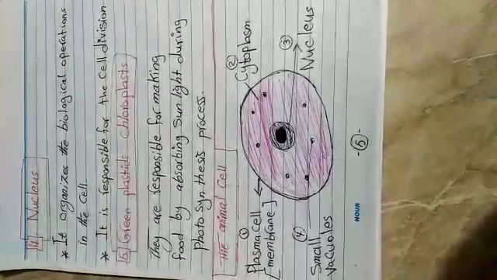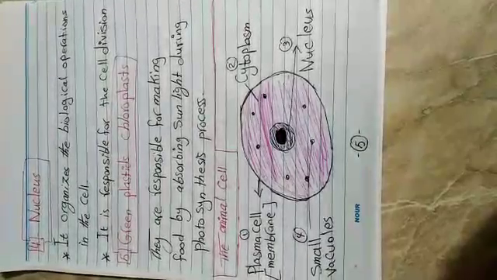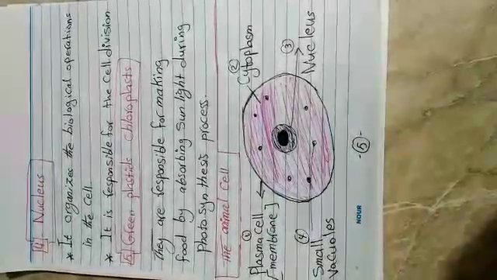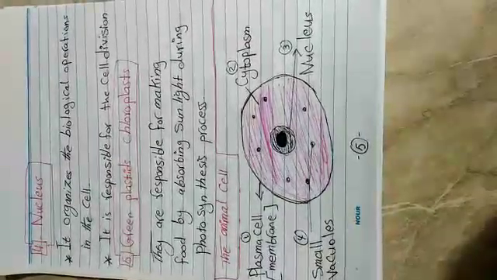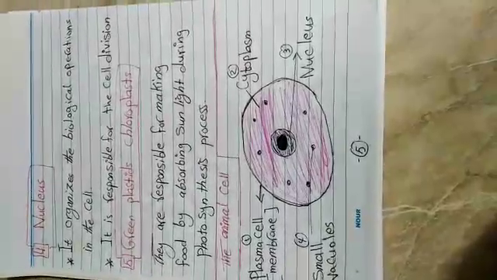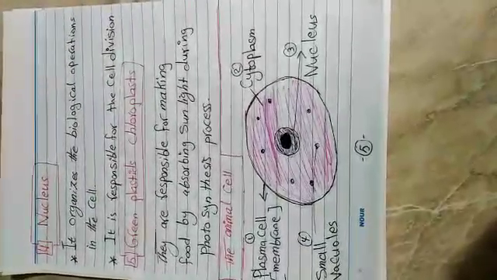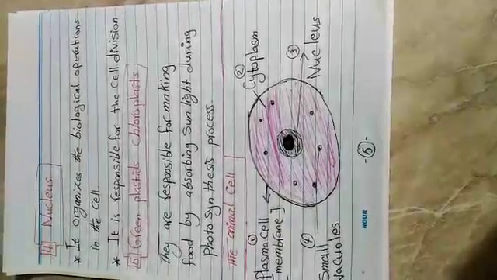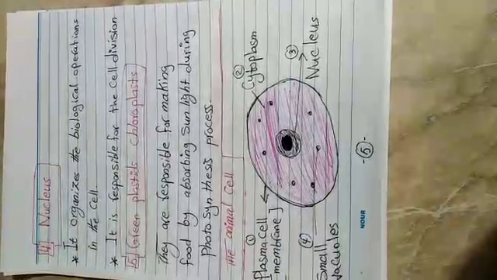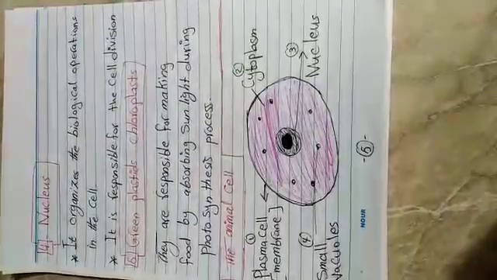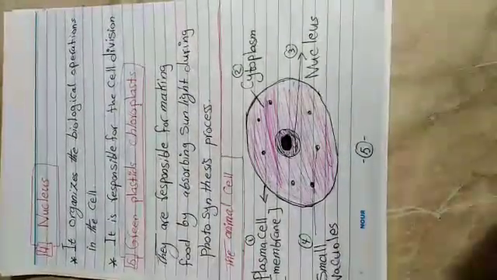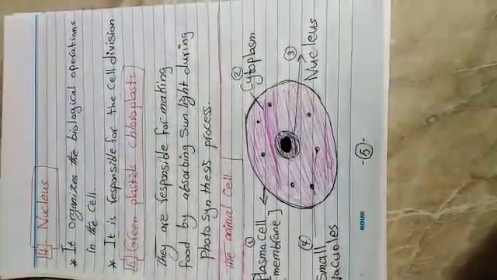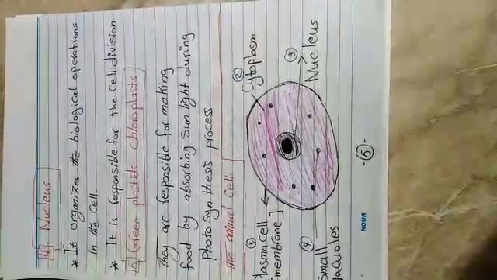Number 5, green plastids or chloroplasts. What are they? They are responsible for making food by absorbing sunlight during the photosynthesis process. We all know that a plant depends on sunlight, water, and minerals from the soil and the air to grow and build its body. So the green plastid is the thing that helps the plant absorb sunlight to store it and make its food by a process called photosynthesis. We're going to talk about it in the next lesson, lesson 4.